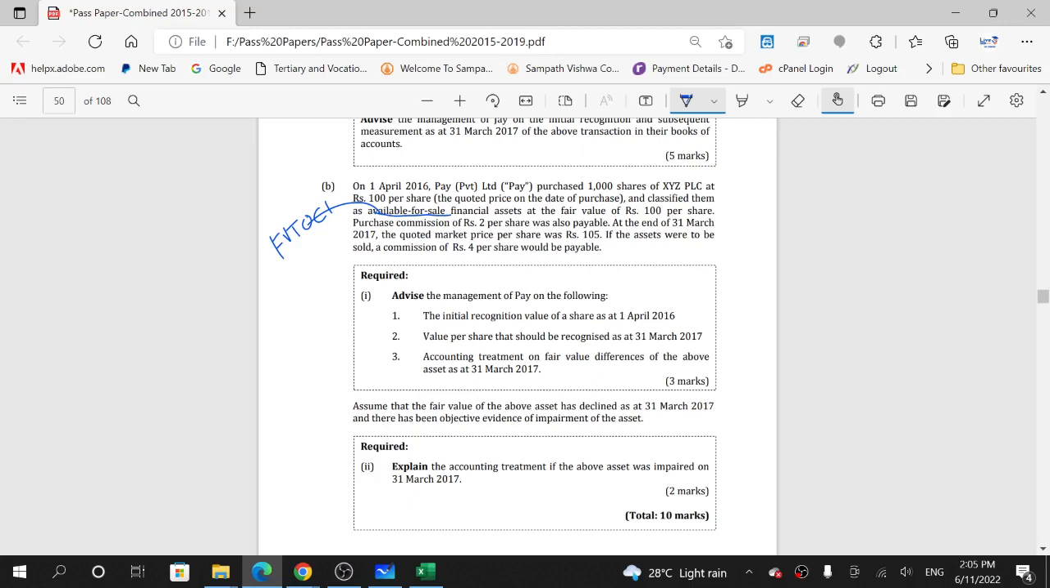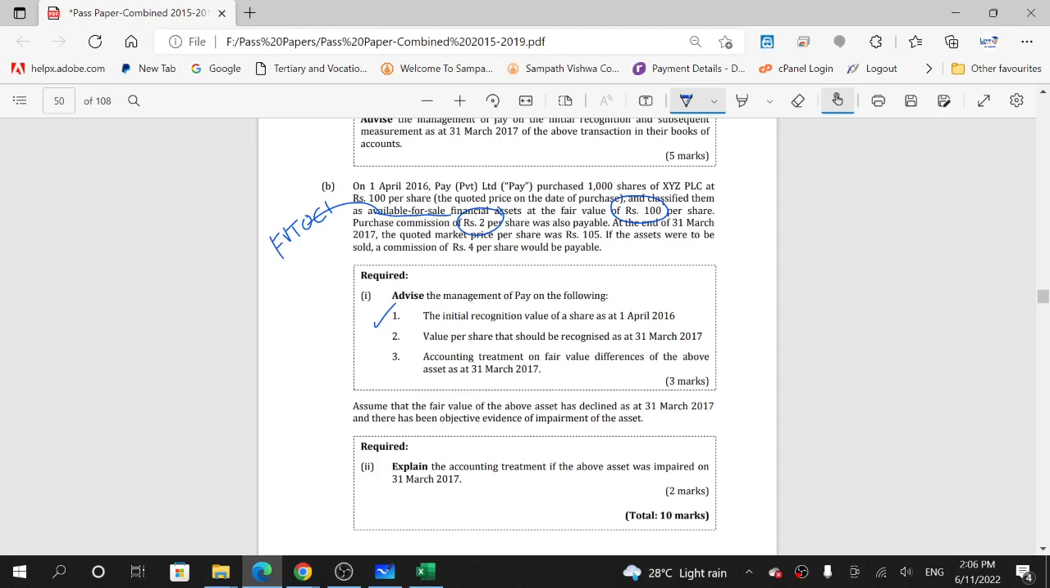It should be the total of this. The price per share is 100 plus 2, 102 per share. That is including this transaction cost, because we know if it is a fair value through OCI financial asset, we should add the transaction cost also as a part of the initial cost, fair value. So that is the answer for the first round. It should be 102,000. Second one, value per share that should be recognized as at 31st March 2017, right?